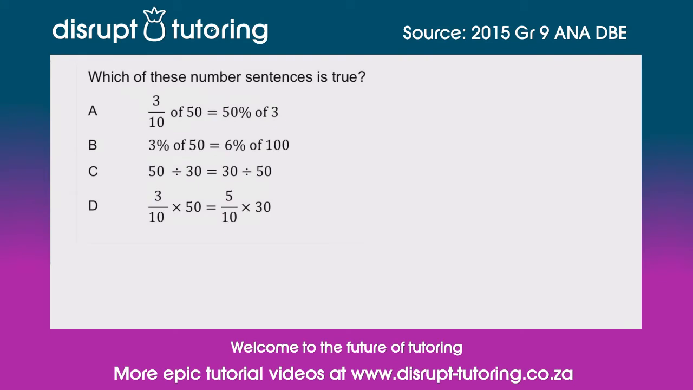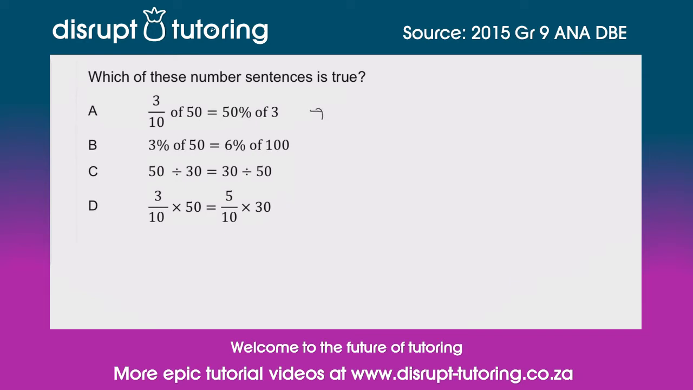Today we've got a multiple choice question, and let's see how it goes. Which of these number sentences is true? 3 over 10 of 50 is 50% of 3. So, let's do each of these and see which one is correct, okay?